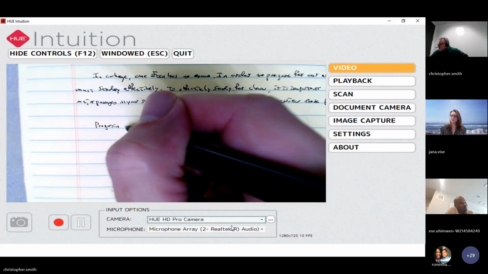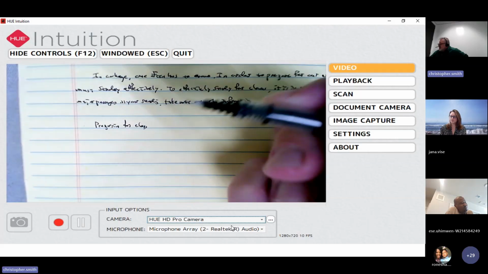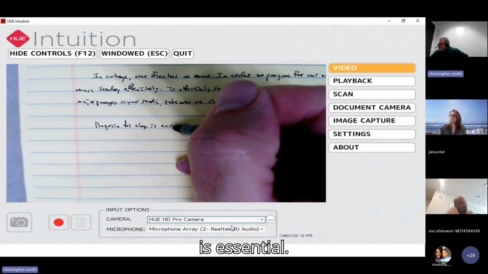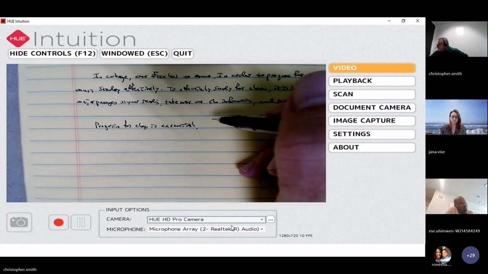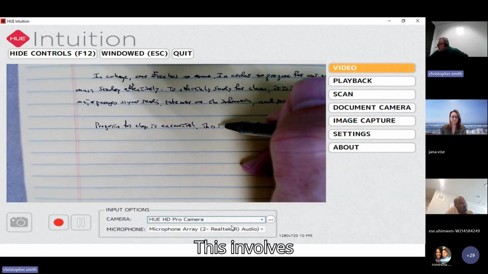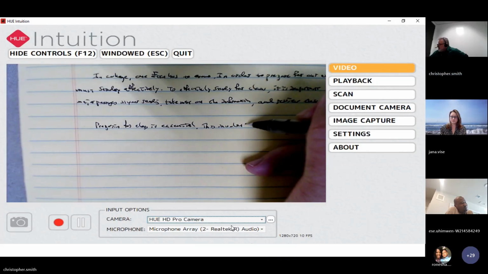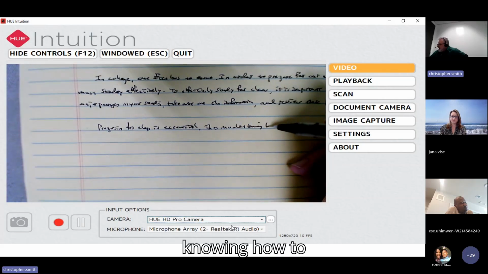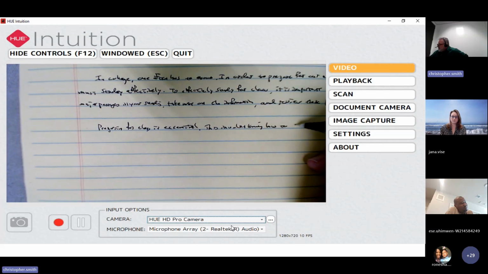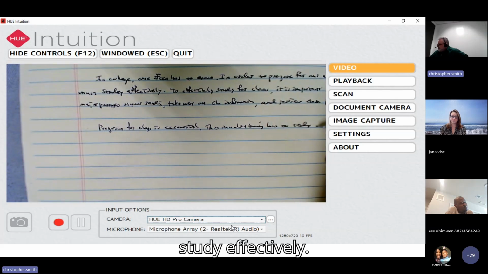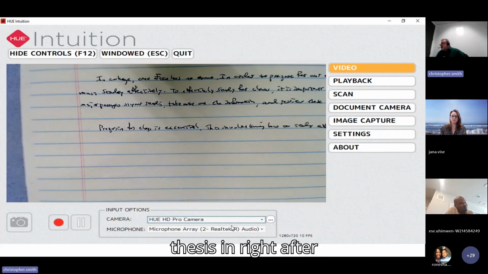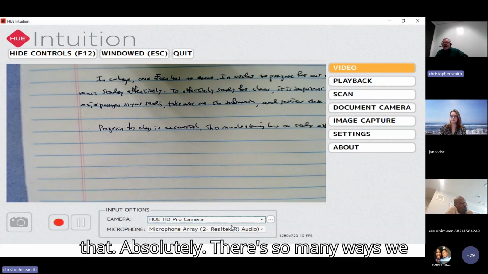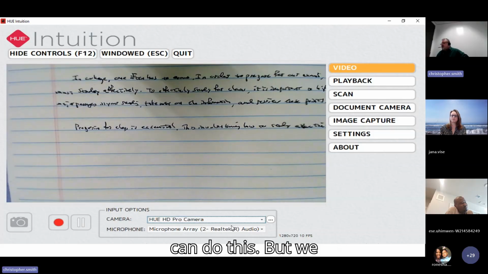Preparation for class is essential. This involves knowing how to study effectively. And then we could go on and plug that thesis in right after that. Absolutely. There's so many ways we can do this.